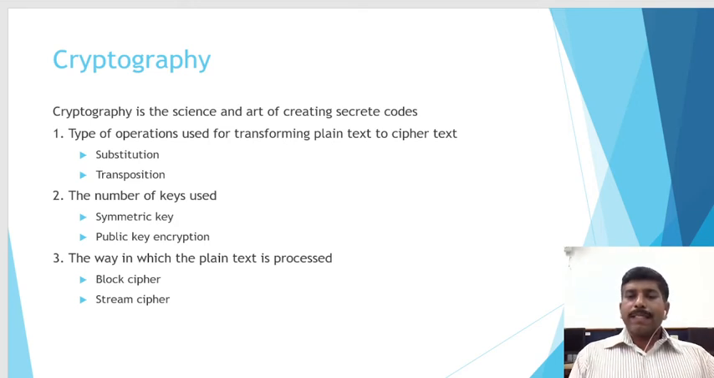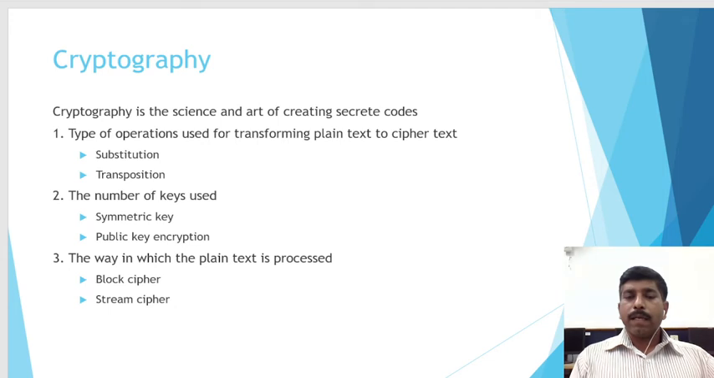Cryptographic systems are generally classified along three different dimensions. One, according to the type of operation used for transforming plaintext to ciphertext. Here the encryption algorithms are based on two general principles. One, we call it substitution. Two, we call it transposition. So one is substitution, the second one is transposition.